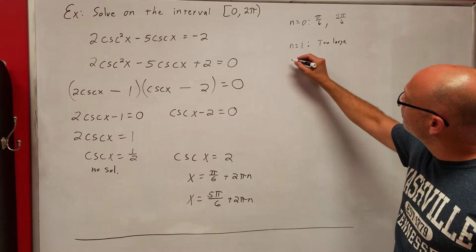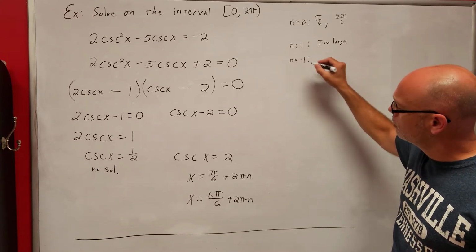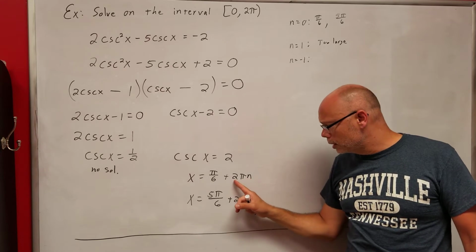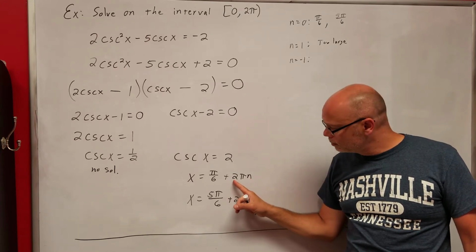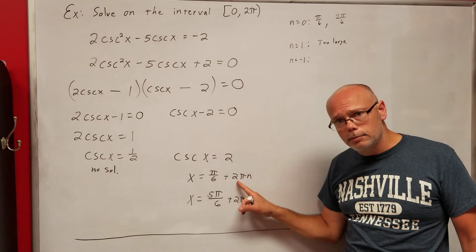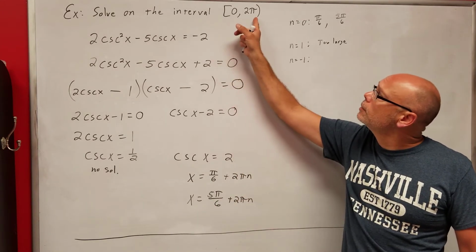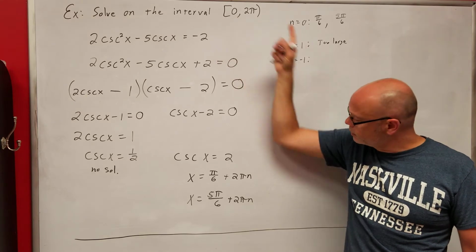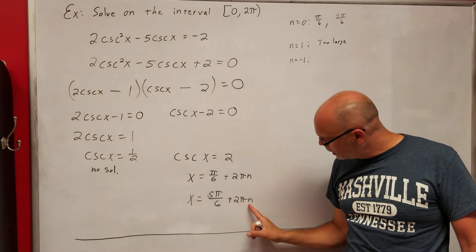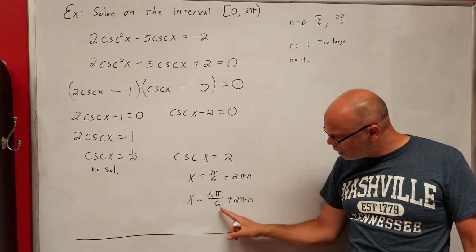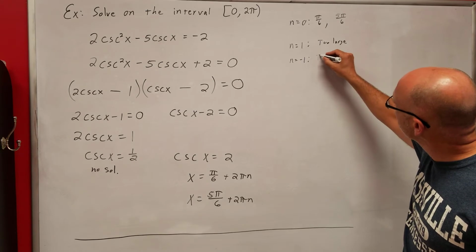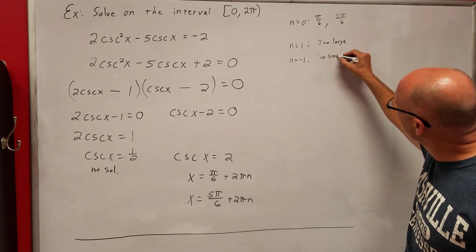All right, what about when n is -1? Think about if n is -1. That'll make that -2 pi, right? Pi over 6 plus -2 pi gives me a negative value. In this interval, I'm not looking at negative values of angles. Won't the same thing happen here? If I put in a -1 for n, that'll give me -2 pi plus 5/6 of a pi, which gives me a negative value. So over here, we're too small.